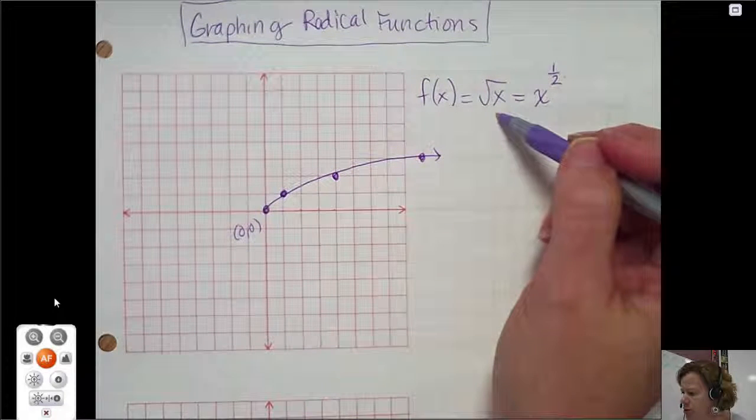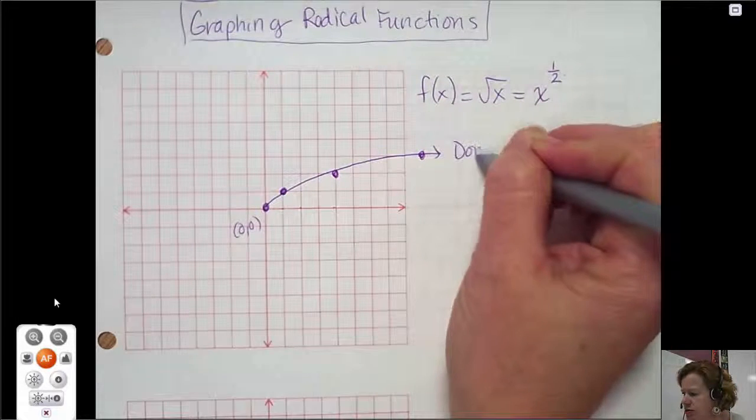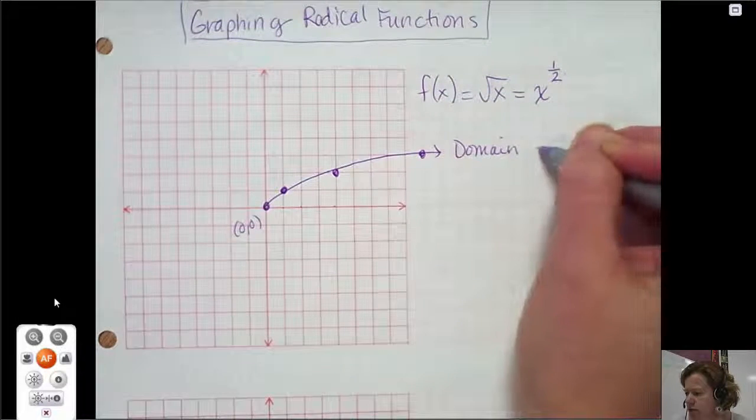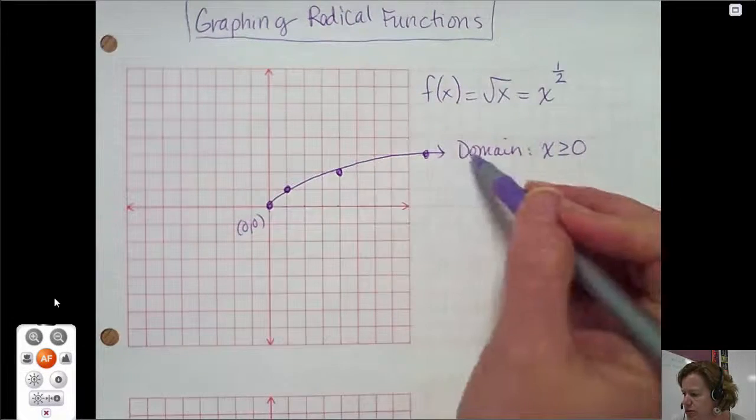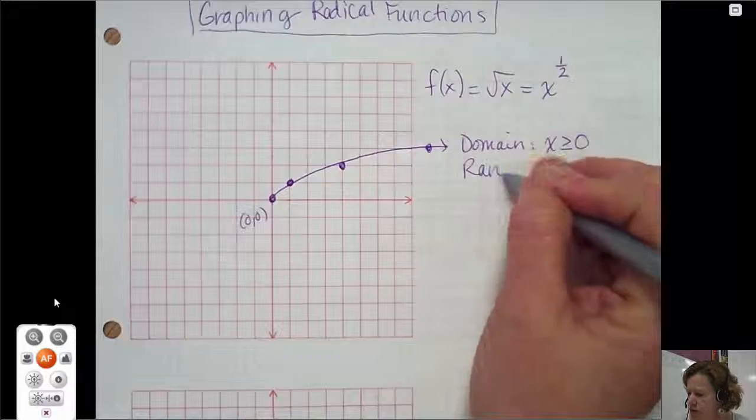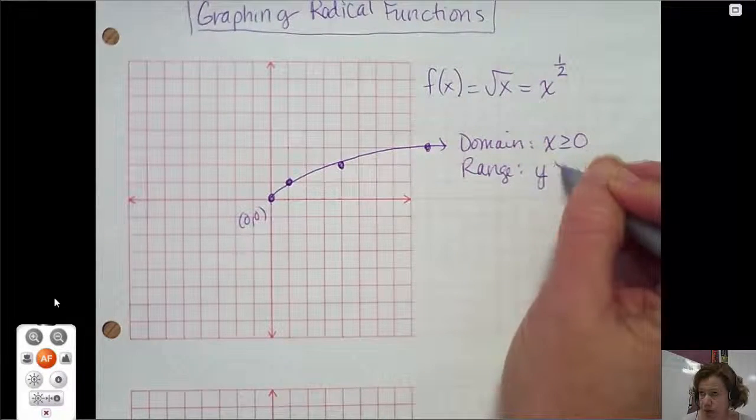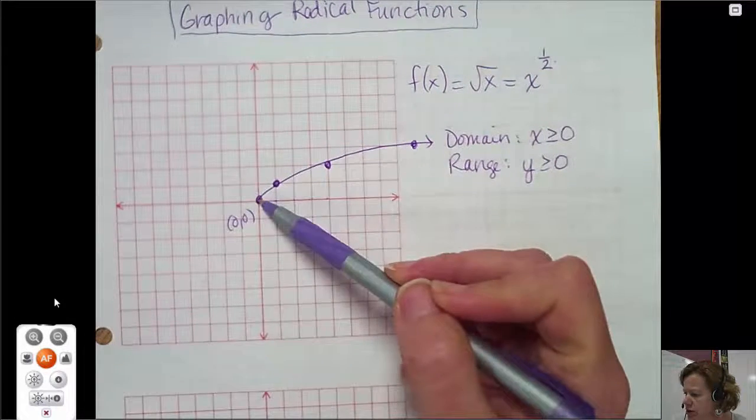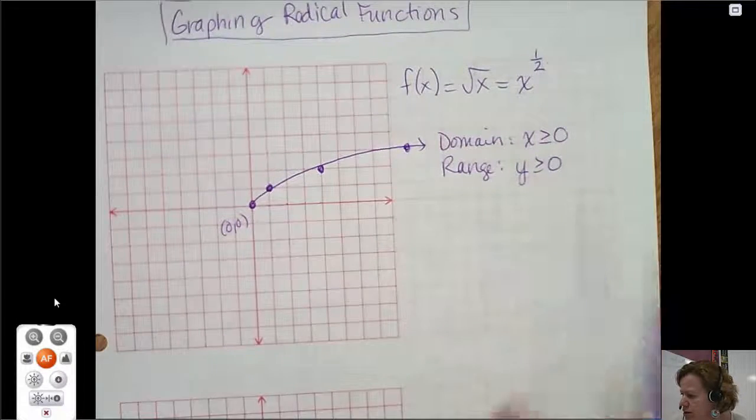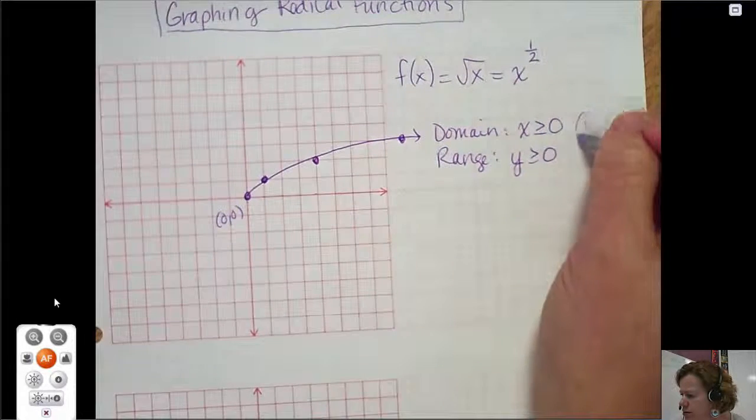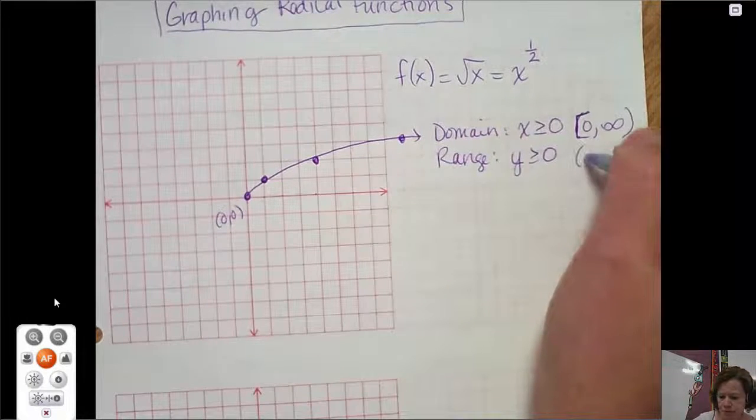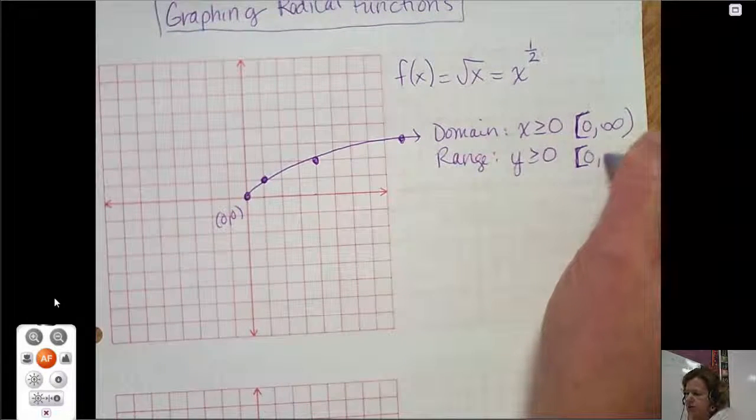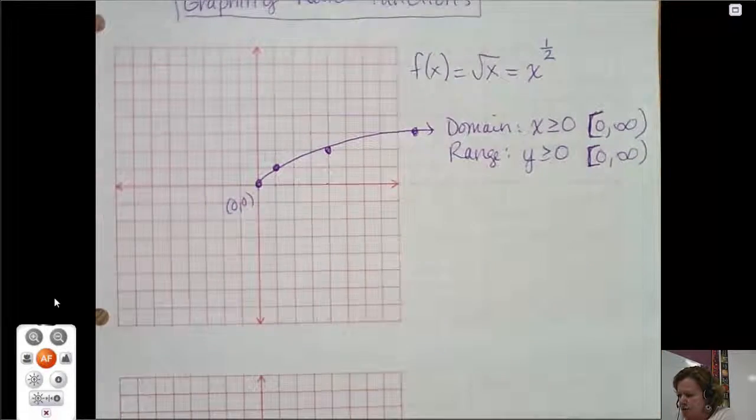Also remember that the domain of this function is all x's greater than or equal to 0. It starts here and goes at positive. The range is all y's greater than or equal to 0. Again, it starts at y equals 0 and goes in the positive direction forever. You could also call that 0 to infinity for both. It's up to you.